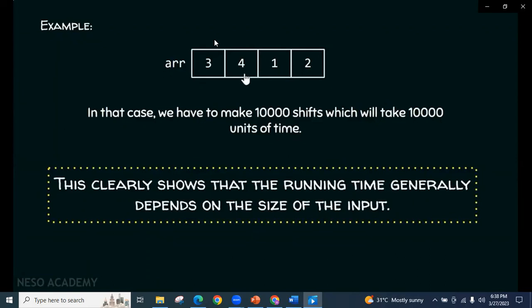The one thing we should note here is that the running time totally depends on the size of the input. Obviously, we are not considering the machine time, that is, how much time a particular operation will take in a particular machine. We are considering only the size of the input. So running time generally depends on the size of the input. This fact we should always remember.